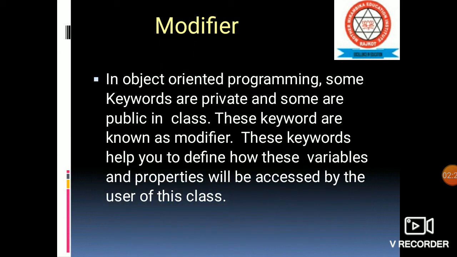Next is modifier, or you can also call it an access specifier, that defines the scope of variables and properties. In object-oriented programming, some keywords are private and some are public in a class. These keywords are known as modifiers. These keywords help you to define how these variables and properties will be accessed by the use of this class. In short, a modifier defines how and when to use variables and properties.